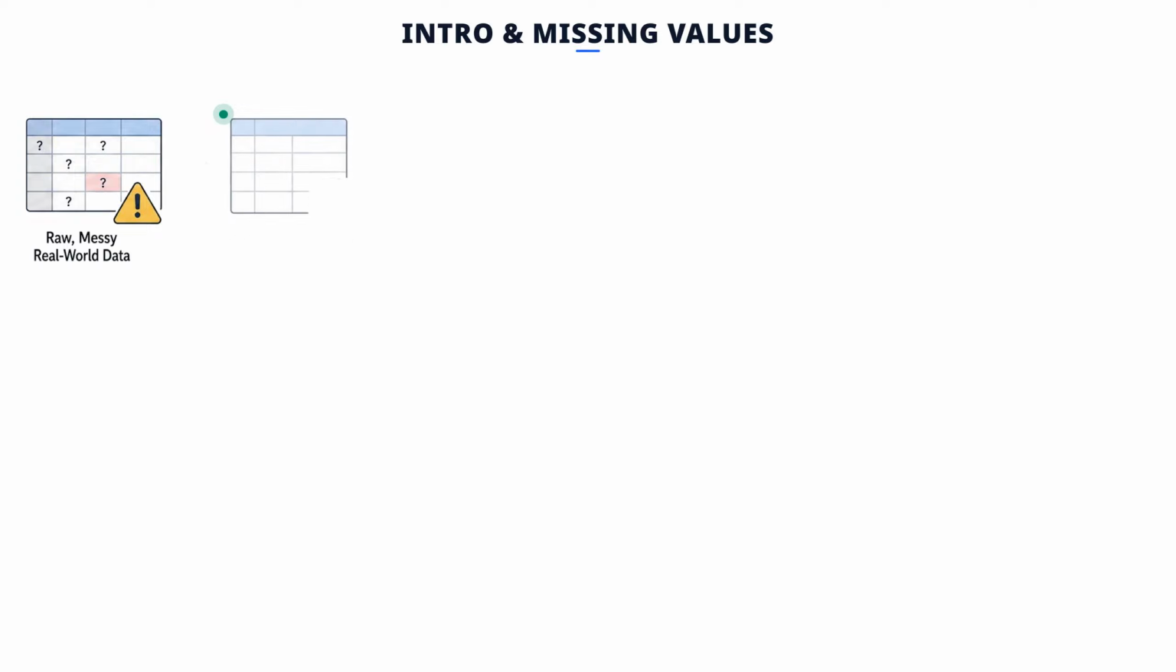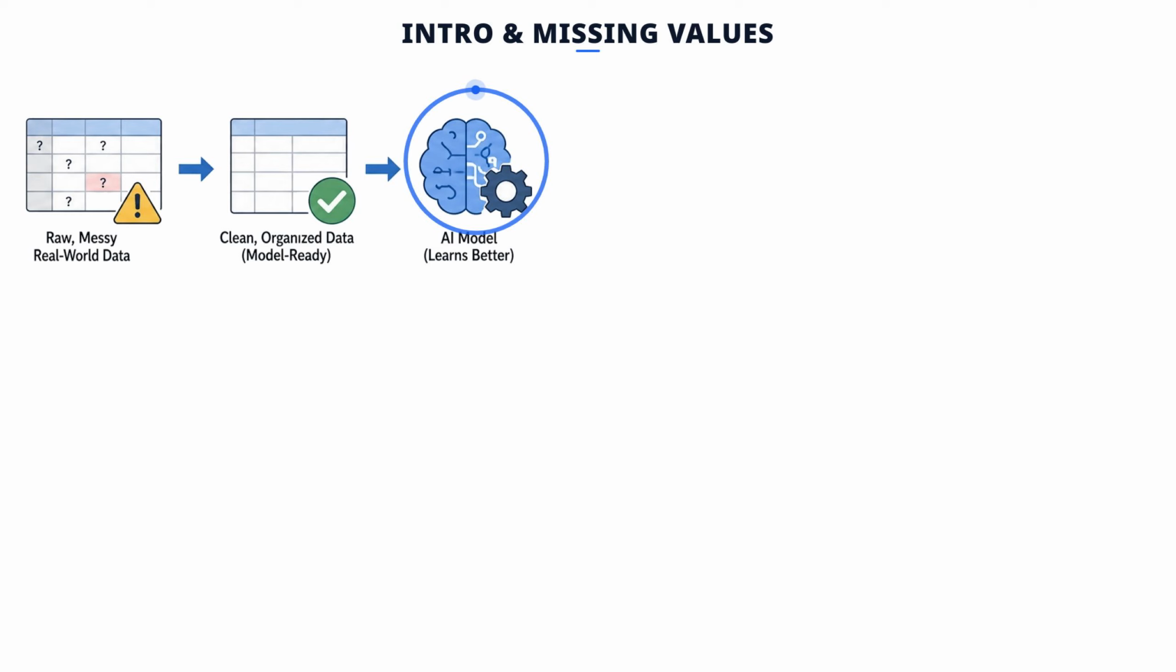Let's look at the core process of data preprocessing. We start with raw, messy real-world data, which is never perfect. It contains missing values, wrong formats, and outliers. Our goal is to transform this into clean, organized data so our AI model can actually learn from it. This ultimately leads to better predictions and performance. In fact, data scientists spend about 70 to 80% of their time just cleaning data.